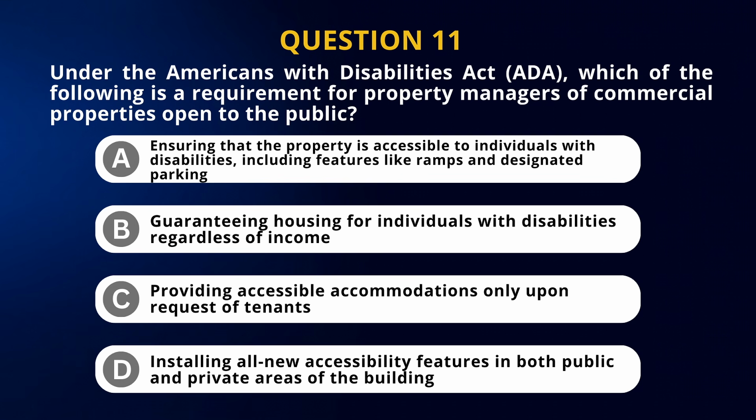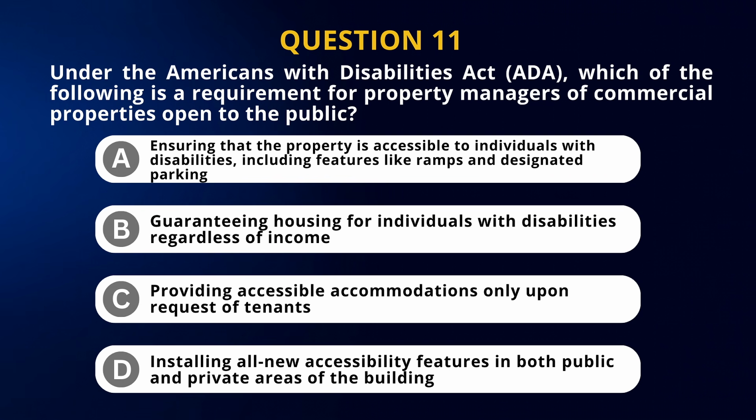Letter B, guaranteeing housing for individuals with disabilities regardless of income. Letter C, providing accessible accommodations only upon request of tenants. Letter D, installing all new accessibility features in both public and private areas of the building.